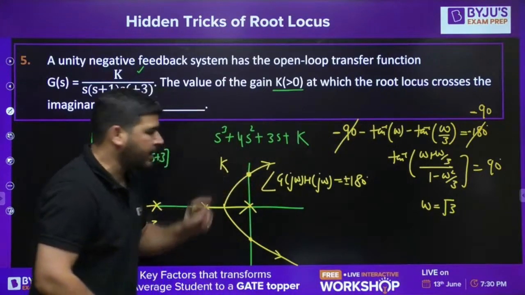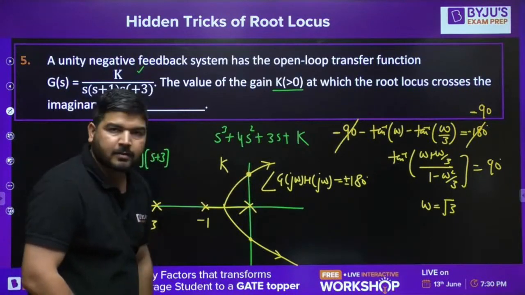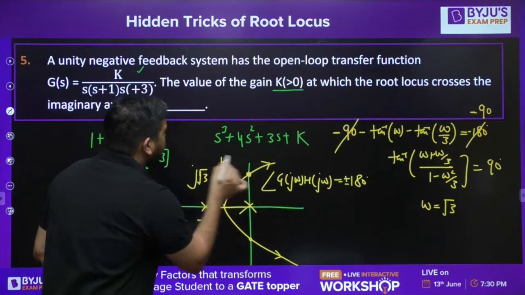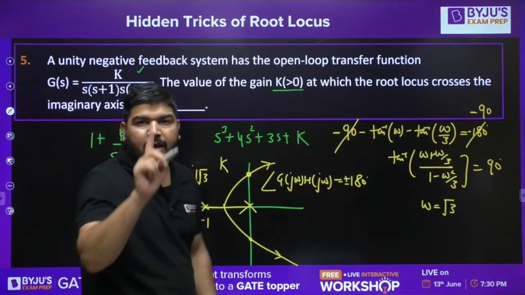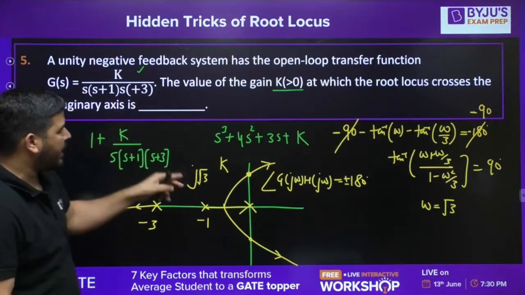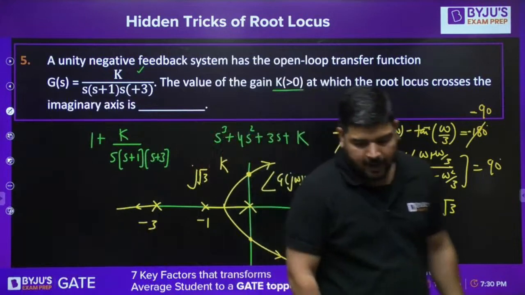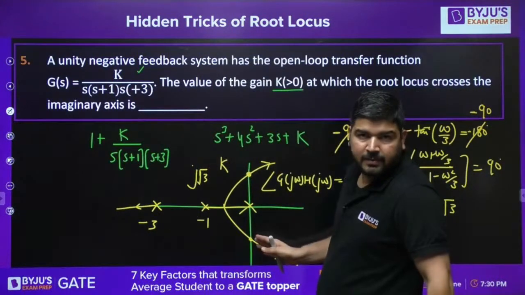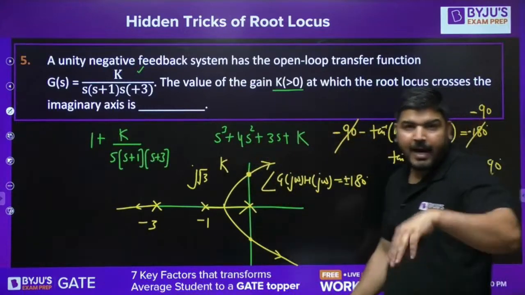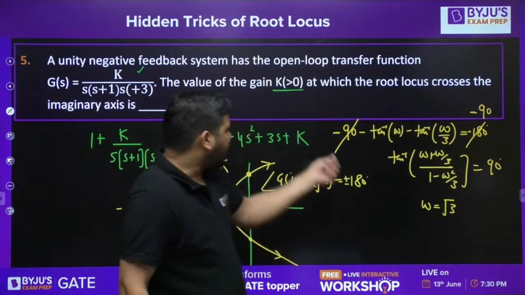So, we calculated this frequency. We calculated this point, j root 3. Now, at this point, the magnitude of this function has to be 1. Okay? Now, you can put s equal to j root 3 and calculate the magnitude and put it equal to 1. This way also you can calculate the k value, though it's a lengthy process. You can apply the Routh. Routh will give you a direct answer. Routh is again easy. Okay, Routh itself is a trick. So you can apply Routh criteria.